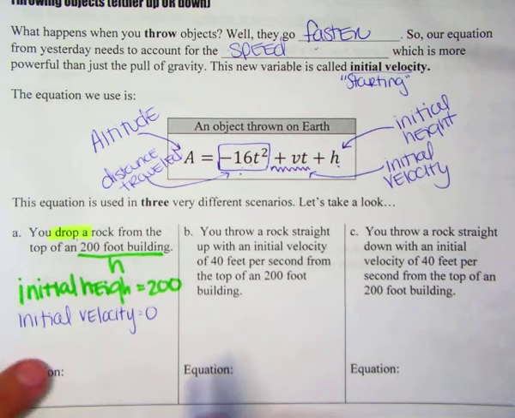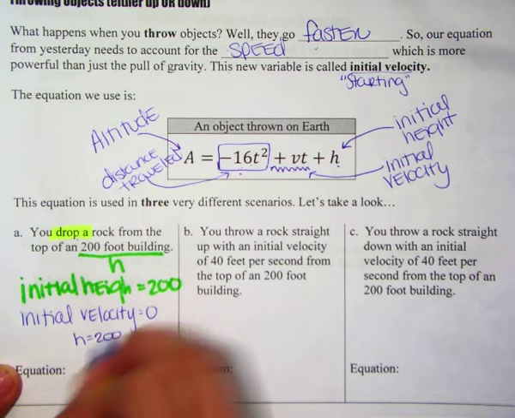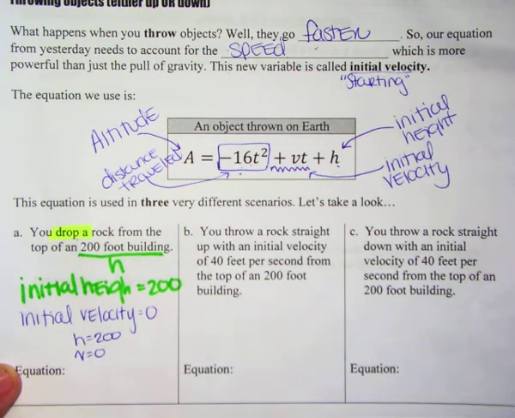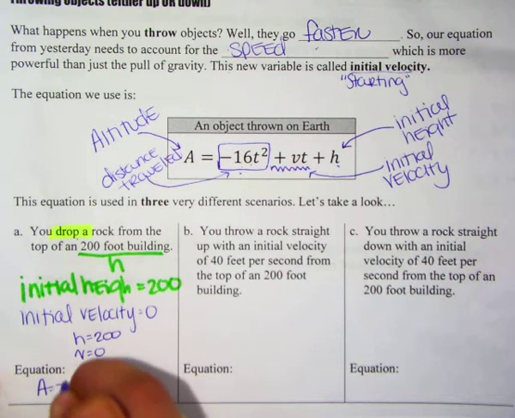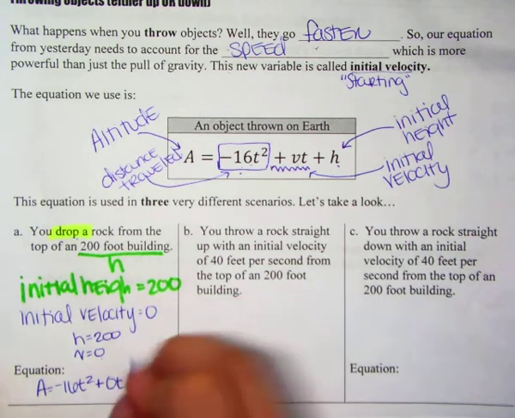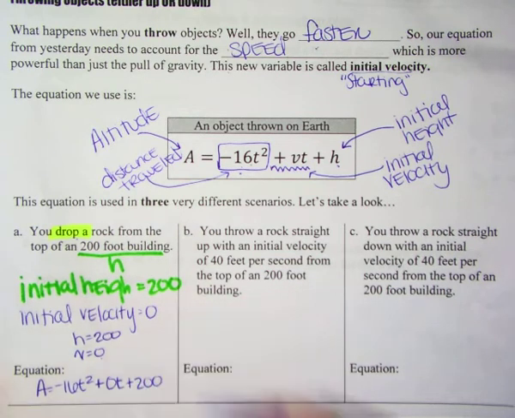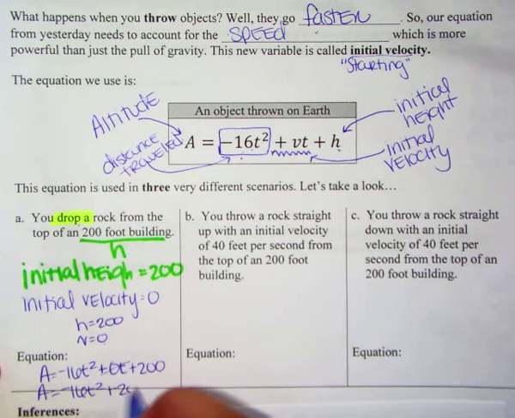So that means the initial velocity is 0. So we're going to substitute 200 in for h and 0 in for v. So our equation will be the altitude equals negative 16t squared plus 0t plus 200. The 0t kind of goes away, and this simplifies to a equals negative 16t squared plus 200.